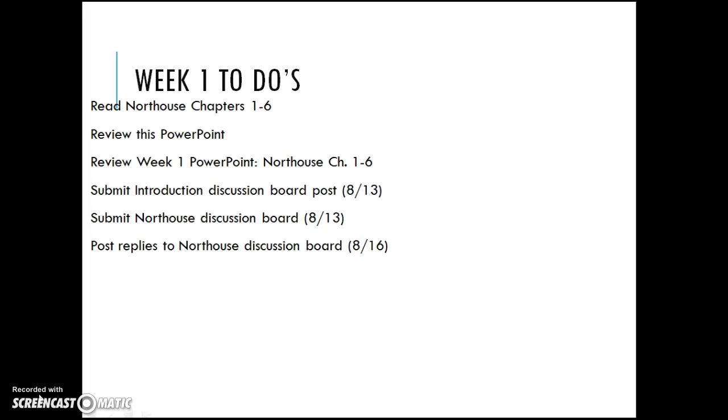Then for the introduction, you don't need to respond to those. You don't need to respond to any of your peers. But for the Northhouse discussion board, and just like you will for all subsequent weeks, you will respond to at least 2 classmates, asking them a question or furthering the conversation, not just I agree or great point. Read the syllabus for what I'm looking for in terms of the discussion board.